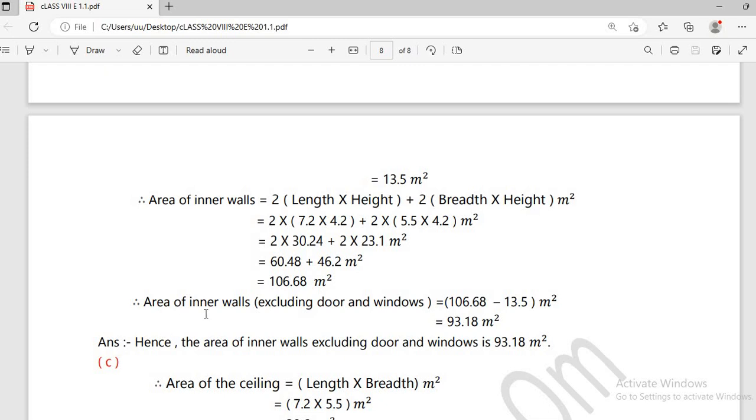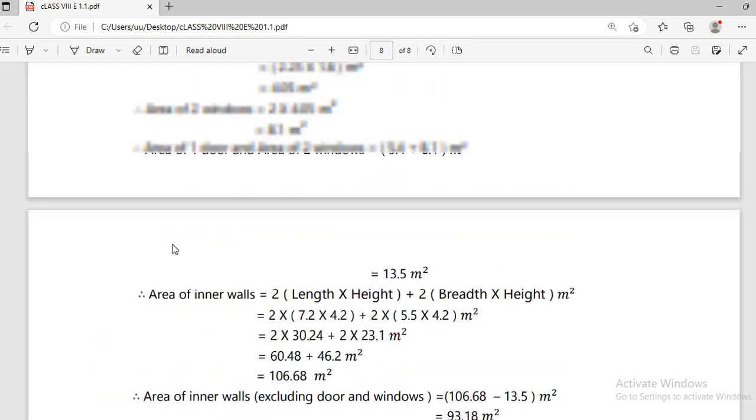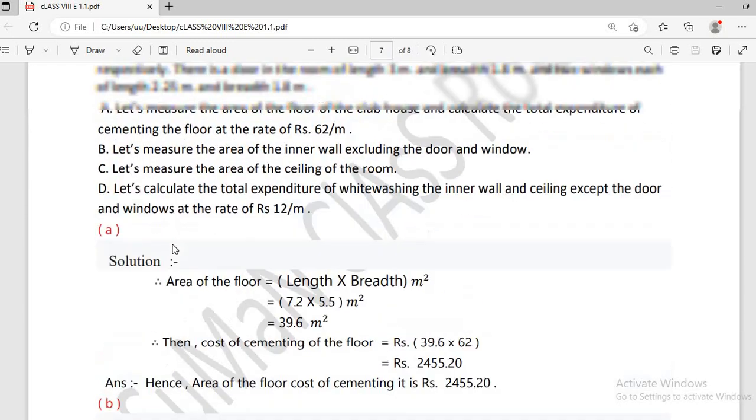The area of the inner wall excluding door and windows is equal to 106.68 minus 13.5 is equal to 93.18 meter square. Hence the area of the inner wall excluding door and windows is 93.18 meter square. Question number C.